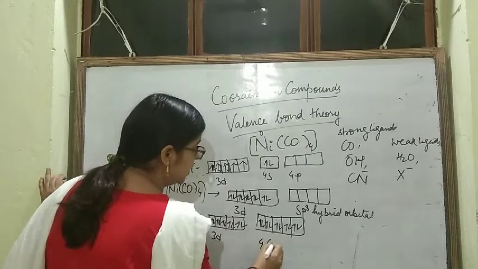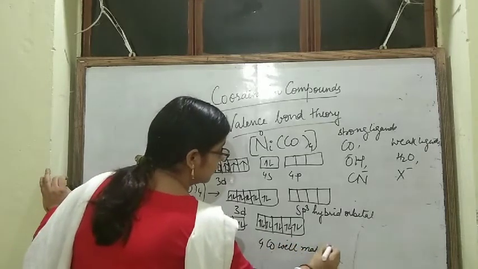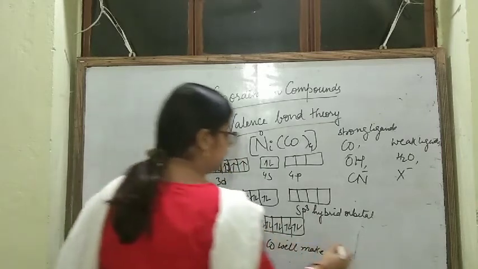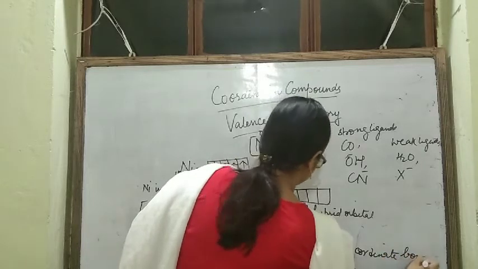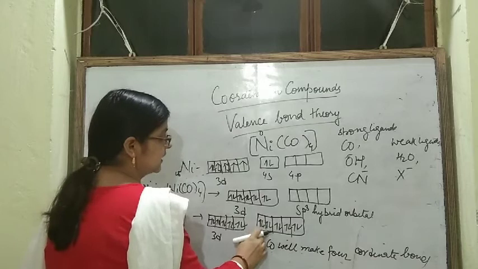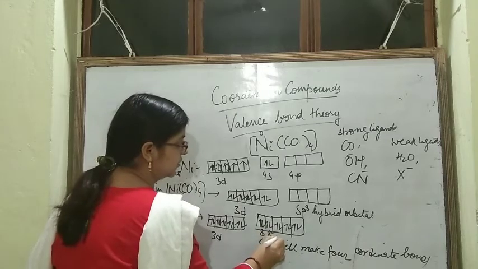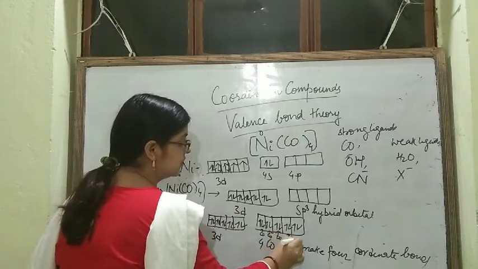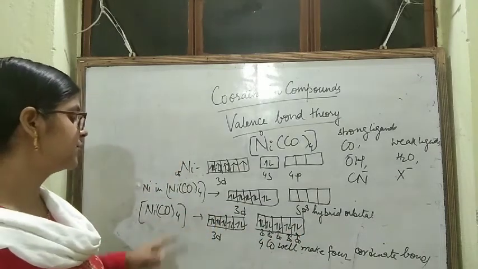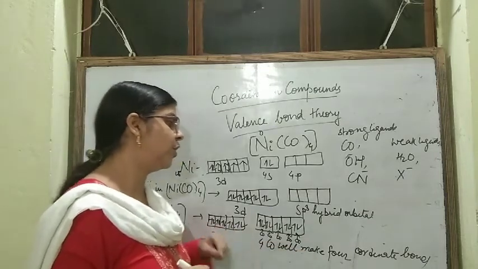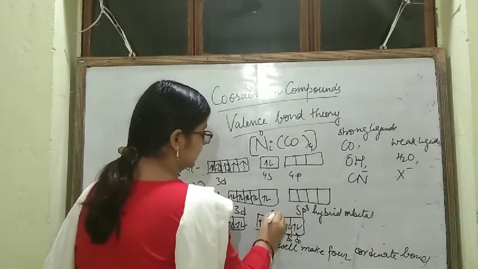In this sp3 hybridized orbital, 4 carbonyl molecules will make 4 coordinate bonds. These electrons are being donated by carbonyl molecules. You can show it this way also. These electrons are donated by carbonyl molecules. So 4 carbonyl molecules will make 4 coordinate bonds with this sp3 hybridized orbital.